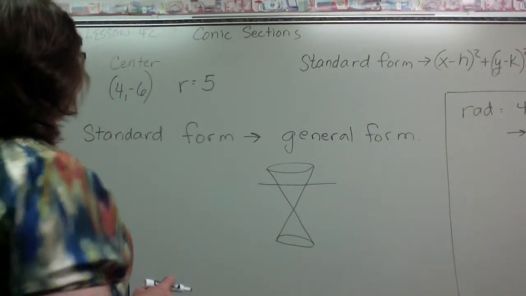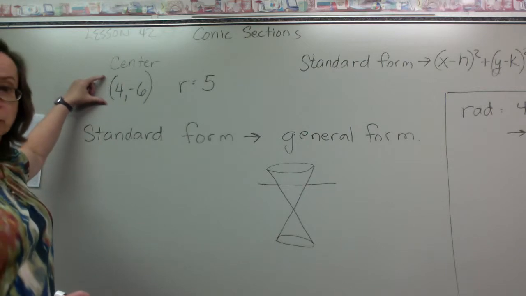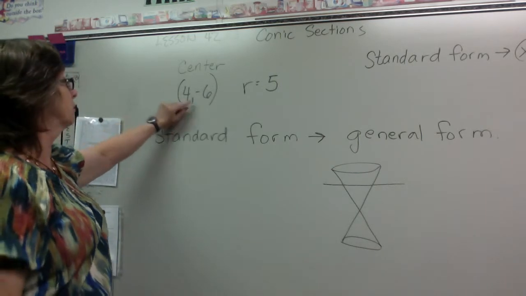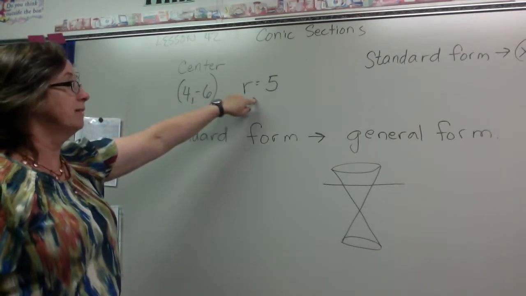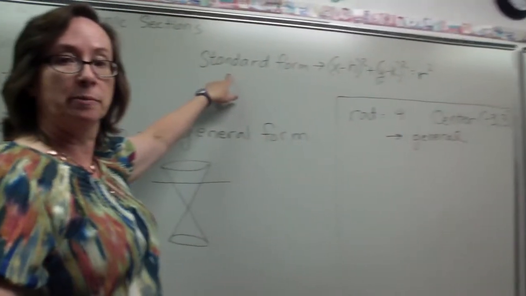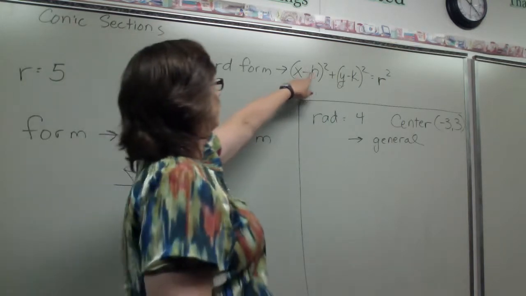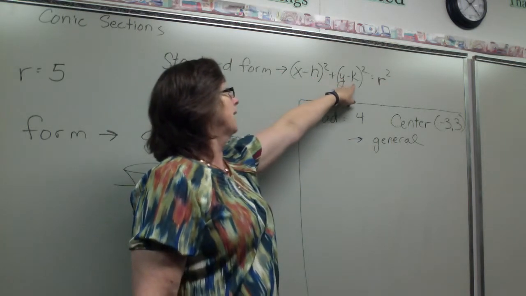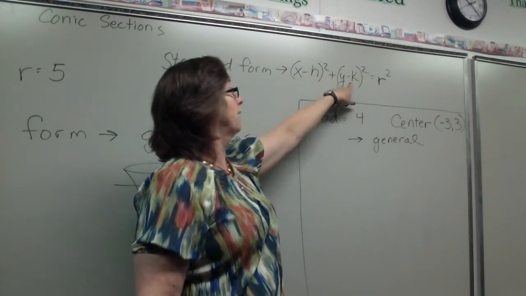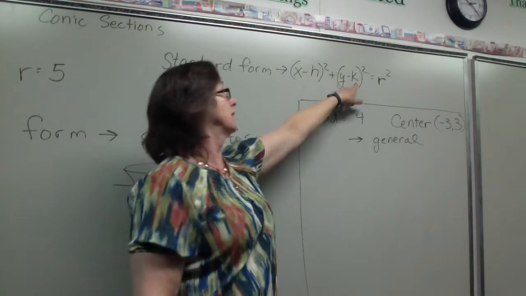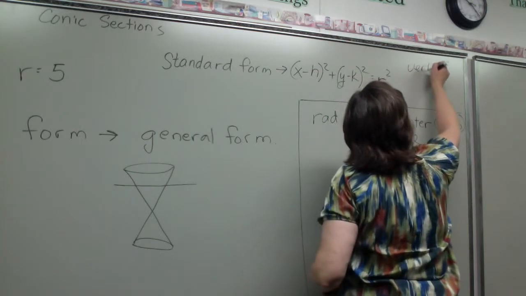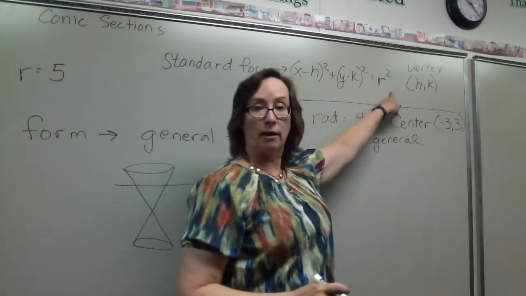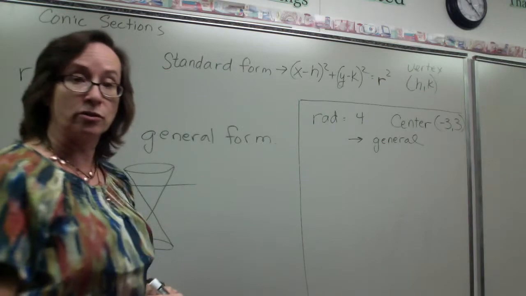Okay, so we're talking about circles today, and we know from Algebra 2 that when we have a circle with a center of (4, -6) and a radius of 5, we can write that circle in standard form. The standard form of the circle is (x minus h) squared plus (y minus k) squared, where h is the x value of the center and k is the y value of the center. So the center is (h, k), and r squared is at the end of the formula. That is the standard form of the circle.